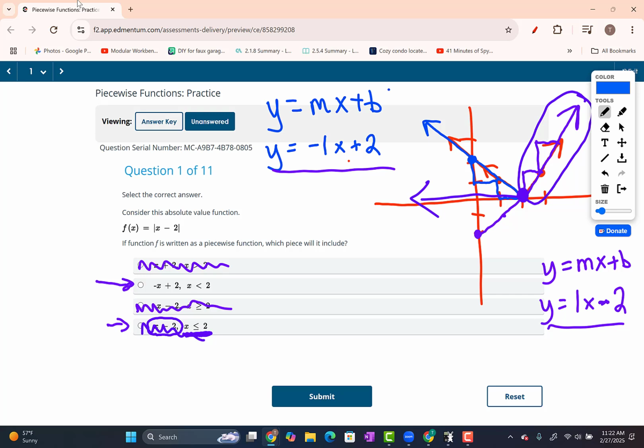So just go ahead and verify that it is indeed choice B. We want that line, negative x plus 2, for when x is less than 2. So again, we just said x is less than 2 is when we're to the left of that point, which is exactly the piece that's graphed. So the answer to question 1 is B, negative x plus 2 when x is less than 2.